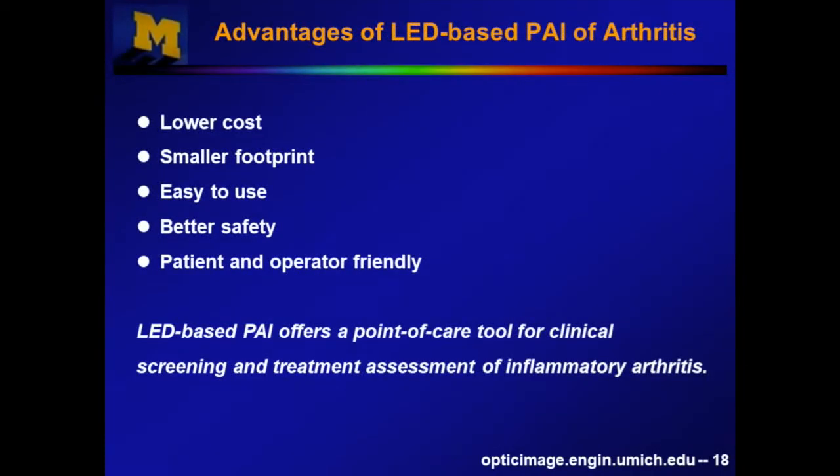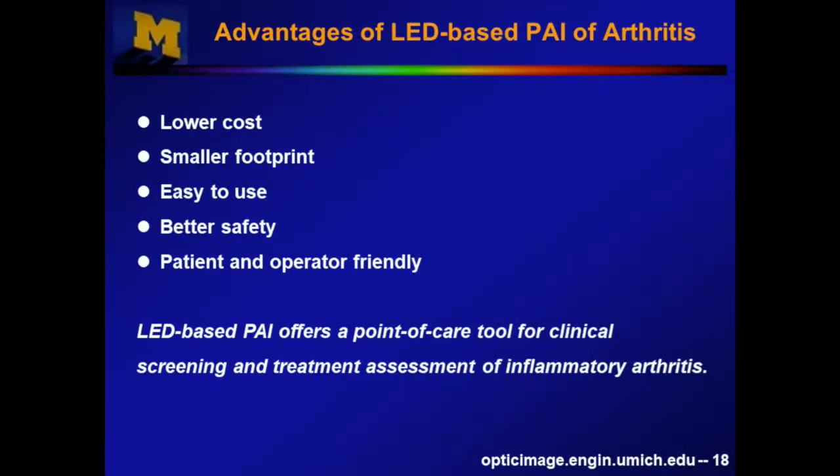For this system, you can notice a lot of advantages for potential applications in rheumatology clinics. Clearly, the system is much lower in cost because we don't have to spend a lot of money on class 4 lasers. The LED light sources are much cheaper. More importantly, this system has a much smaller footprint. It's a much smaller device, and we can put it in the rheumatology clinic rooms very easily. And it's very easy to use. It's just turn on and ready for use.